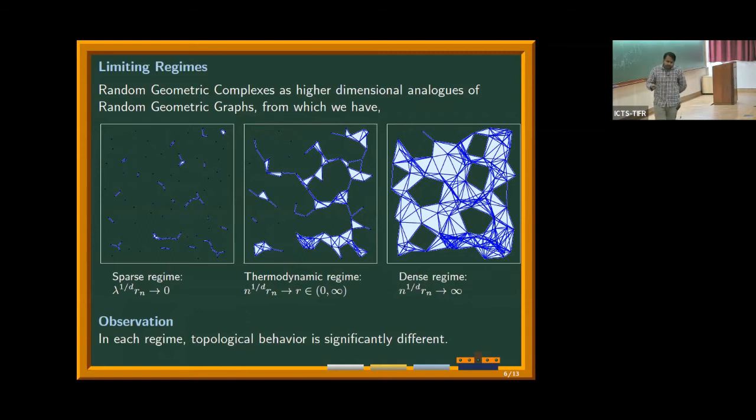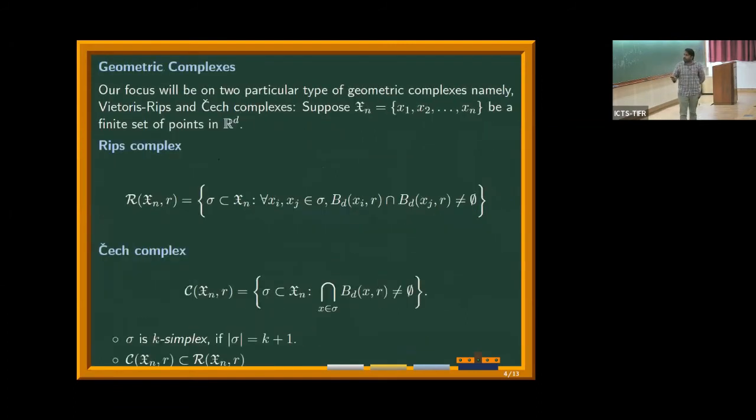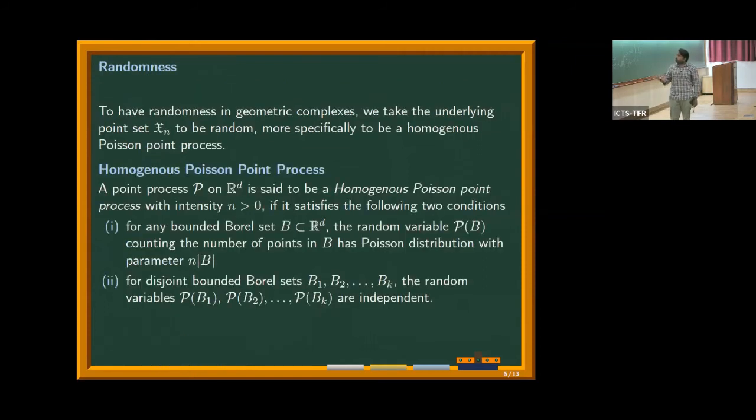If you restrict these random geometric complexes to just vertices and edges, so sorry, I didn't say that 0-simplices are just the vertices, 1-simplices are the edges, and for 2-simplices you can think of them as triangles, and so on.